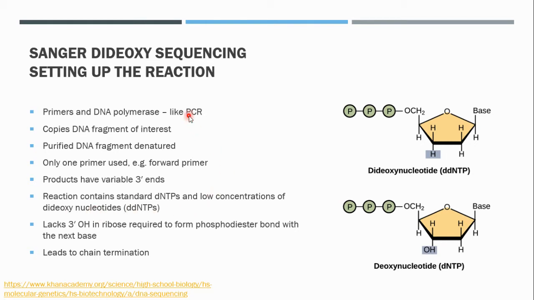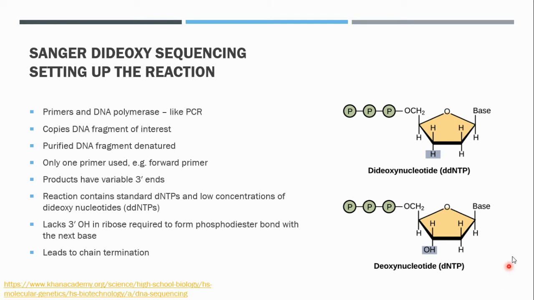So, in this reaction, we will have standard dNTPs or deoxynucleotide triphosphates, and the reaction will also contain low concentrations of dideoxynucleotides. Now, dideoxynucleotides differ from deoxynucleotides due to the fact that they lack a 3' hydroxyl group.